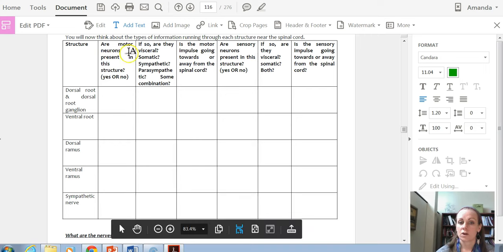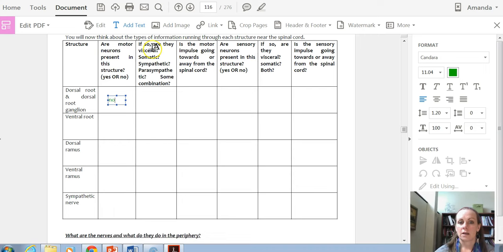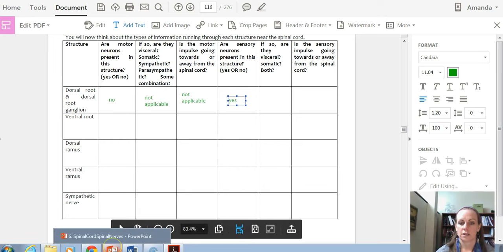So it says, are motor neurons present in this structure? Well, we just looked at it and we said no. And so whenever we answer no, that means that this is not applicable because it's asking about if so. Well, it doesn't apply. And the same here. There's no motor impulse, so not applicable. Okay. But we did see sensory neurons. So yes, we do see sensory neurons there.